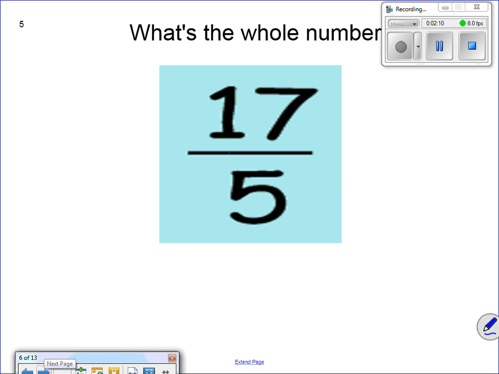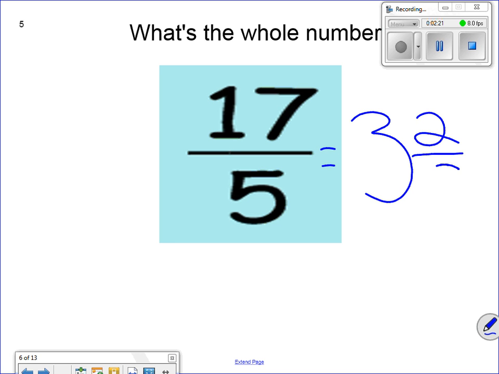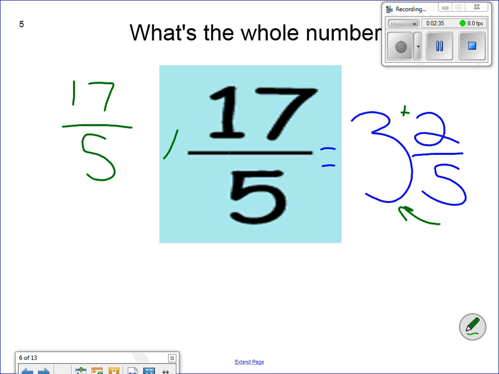Let's change this back into a mixed number. How many 5's go into 17? 3 5's go into 17. 2 is left over, because 3 times 5 is 15. Let's check and let's reverse it. 3 times 5 is 15, plus 2 is 17. 17 over 5 is exactly where we started.